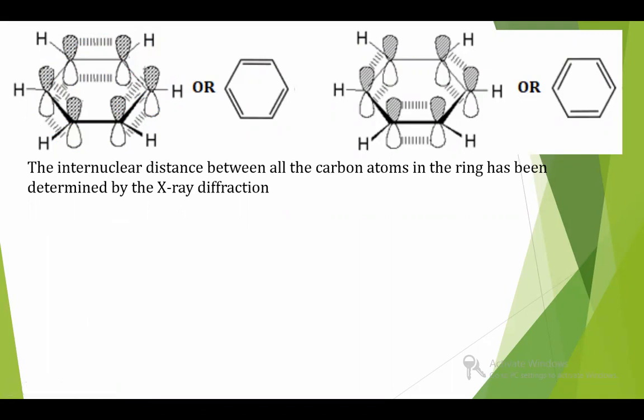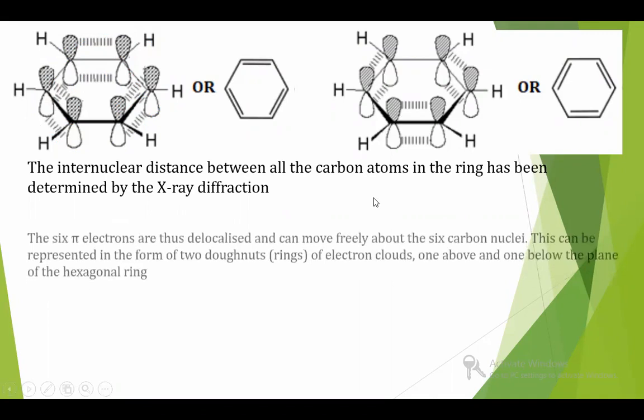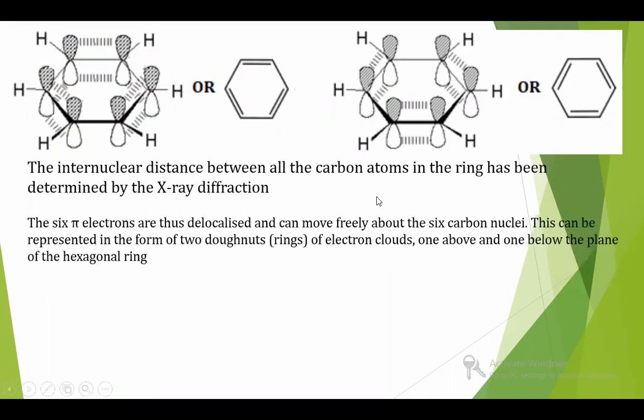From X-ray diffraction, we come to know the bond length. This is not a carbon-carbon single bond length or a carbon-carbon double bond length; it is in between. All 6 pi electrons, 3 pairs, are delocalized and can move freely about the 6 carbons and their nuclei.